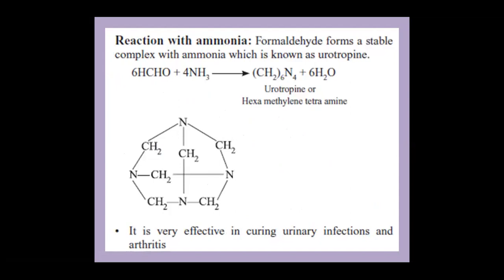Reaction with ammonia. Formaldehyde forms a stable complex with ammonia which is known as urotropine. This urotropine is very effective in curing urinary infections. Urotropine, another name is hexamethylene tetraamine.